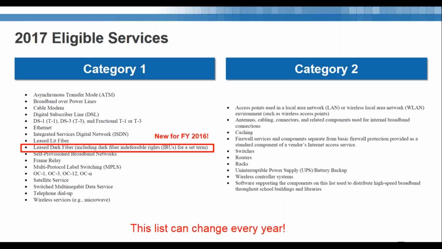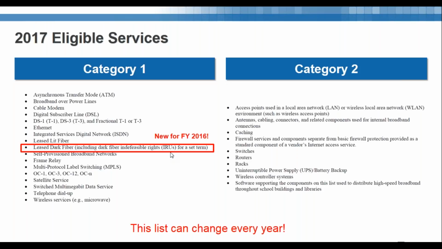We look at the list of this year's eligible services. You'll see Category 1 on the left, Category 2 on the right. Keep in mind that this list of eligible services changes every year. So if you're working with a school district, please make sure that whatever they are applying for E-rate for is actually an eligible service for E-rate. New for funding year 2016, which we're currently in, is leased dark fiber. So just keep that in mind. That's now an option for Category 1.